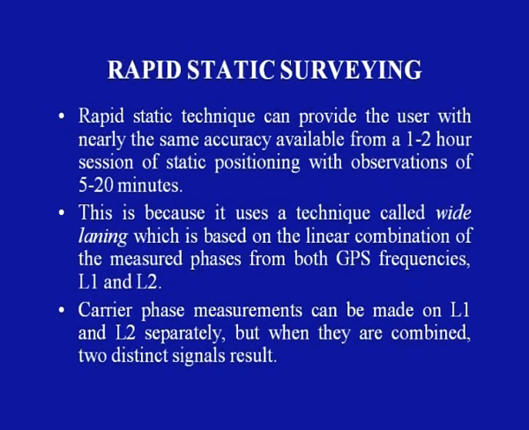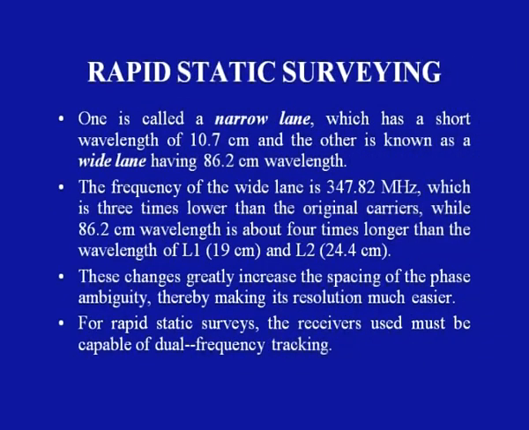The carrier phase measurements can be made on L1 and L2 separately, but when they are combined, it results in 2 distinct signals. One is called a narrow lane, which is a short wavelength of 10.7 centimeter, and the other is known as the wide lane having 86.2 centimeter wavelength.